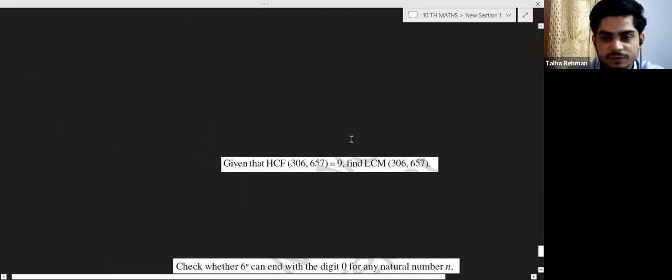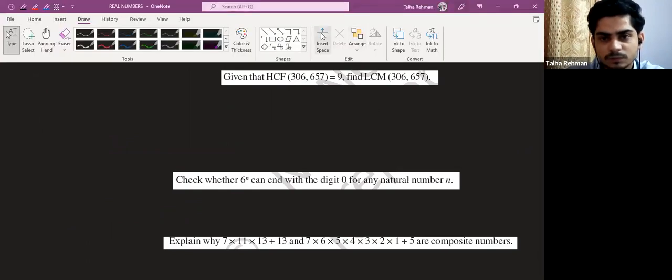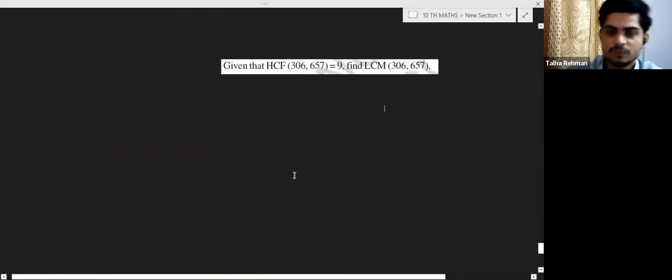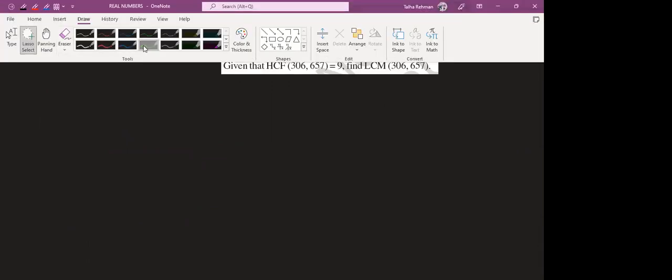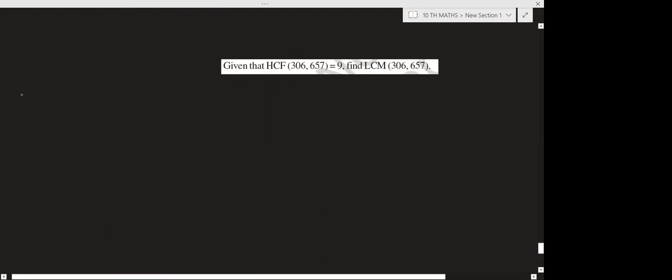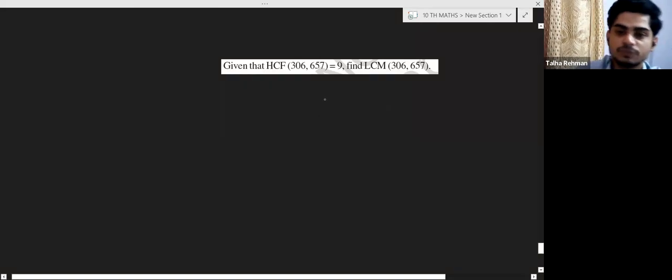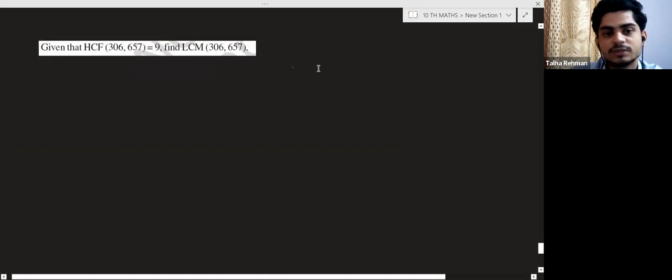So in today's class, we will solve some more questions. So Azaan, we will solve this question first. This is a question of NCERT from exercise 1.2. Here we have to find the LCM. Given that HCF is 9, and we have to find the LCM.